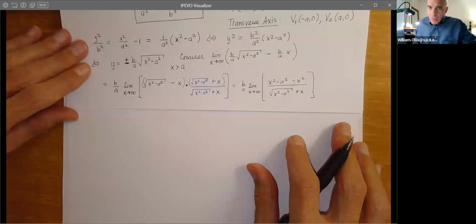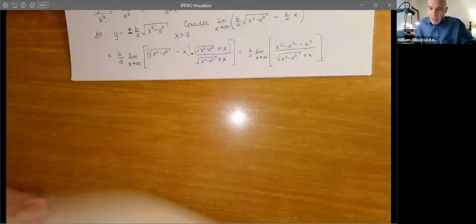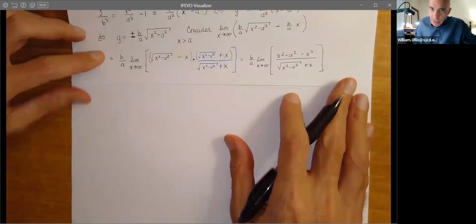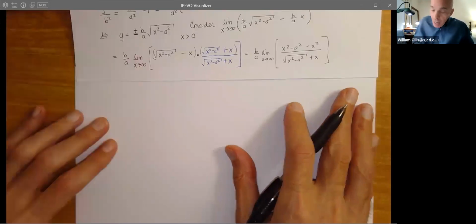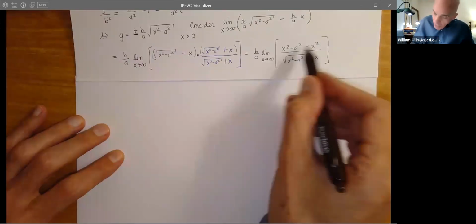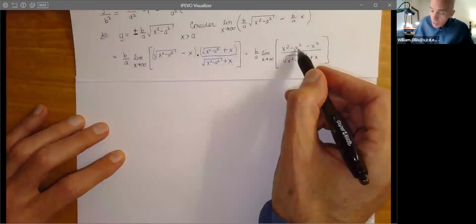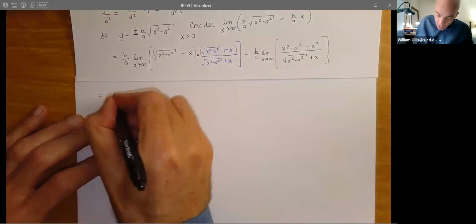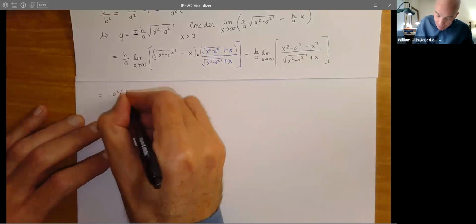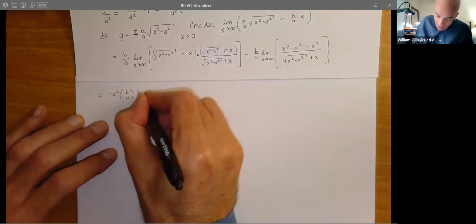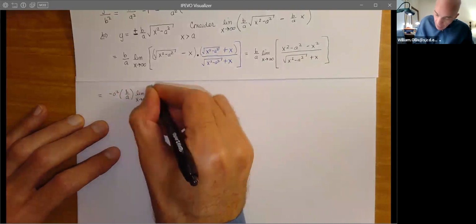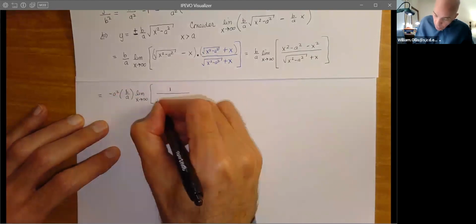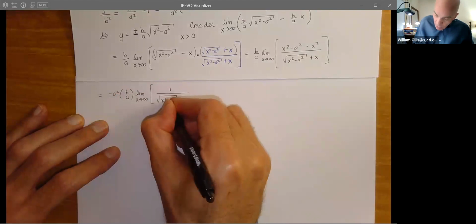So now we're thinking, well, this is what we have to do because we don't repeat conic sections in calculus unless you have time. So we've got to get everything we need to know at least about the basic conic sections in pre-cal. So now notice the x squared is absorbed and we just have a negative a squared, which we can just factor because it has no x dependence. So this gives us a negative a squared times b over a. And then we have the limit as x approaches infinity of, well, what's left? 1 over the square root of x squared minus a squared plus x.